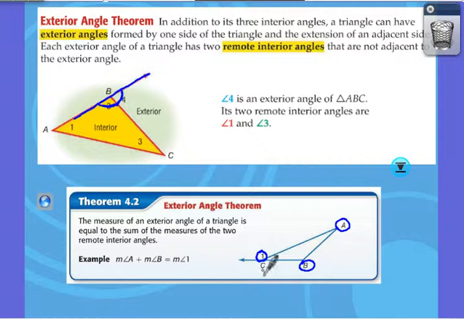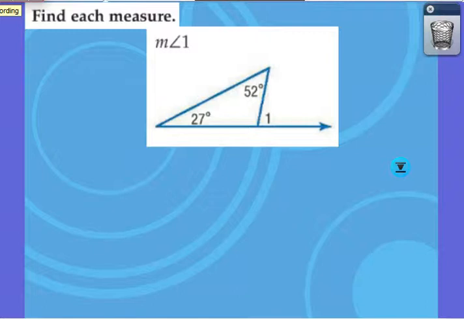And the reason for that is angle 1 and this angle here next to it are supplementary. This angle and the sum of these 2 angles are also supplementary. So if 2 things are supplements of the same thing, then they must be equal. So angle 1 is equal to angle A plus B, which is what you see there. And here's the type of problem that you might see. To find the measure of angle 1, the easy way, this is remote interior, this is remote interior. This is not remote interior. To find the measure of angle 1, you can just simply add those together and that gives you 79. So angle 1 is 79 degrees.